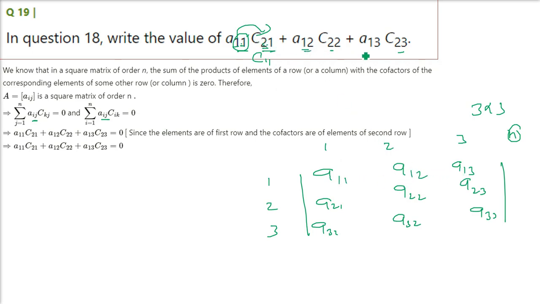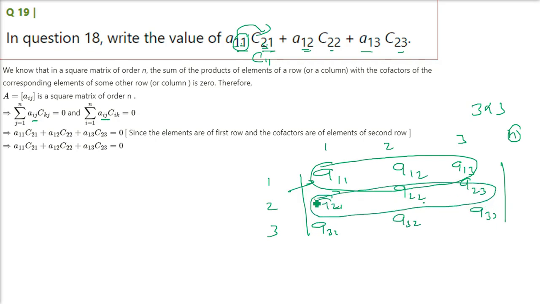If I take A11 into C12, A21 into C22, A31 into C32, it's also going to come as 0. So either way, if you take any column's values with the cofactors of some other column or row, it is going to be 0. This is a rule. You need to know it.